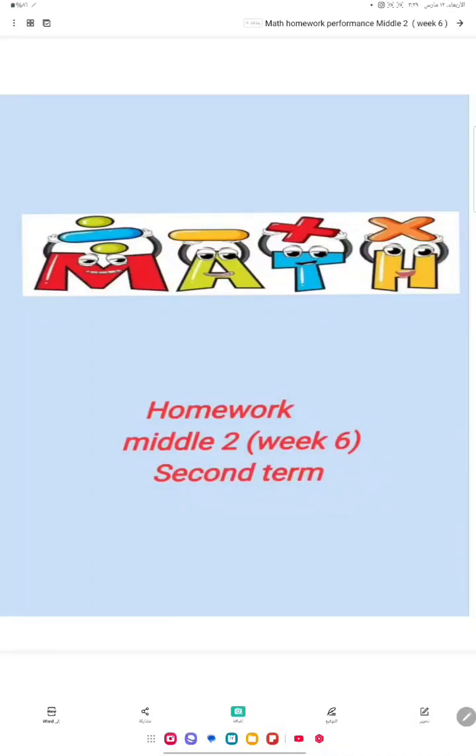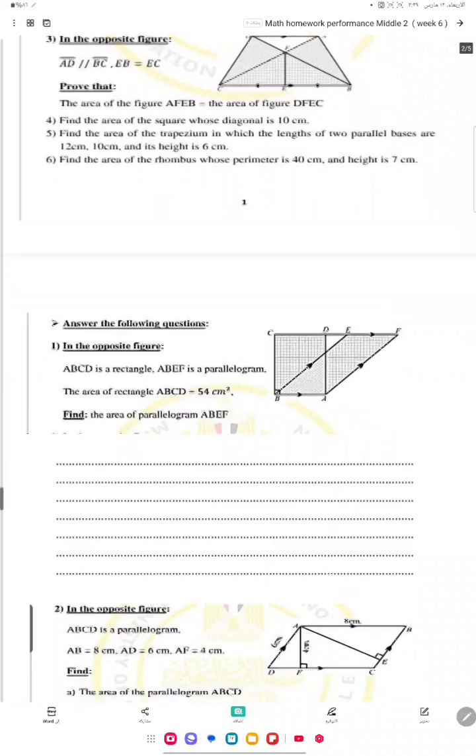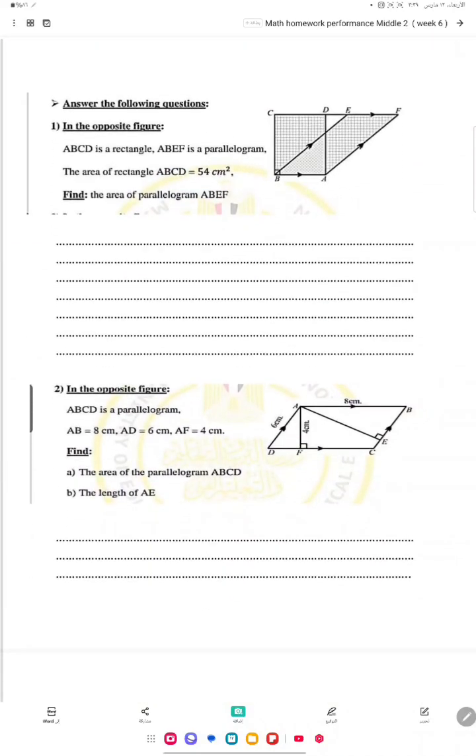We will solve today the homework assignment for Middle 2, Week 6 for the second term. Let's start together. Firstly, we have here all the questions. Let's start with the first one. We have here a rectangle and parallelogram, and given the area of the rectangle ABCD equals 54 centimeter power 2, find the area of the parallelogram ABEF.